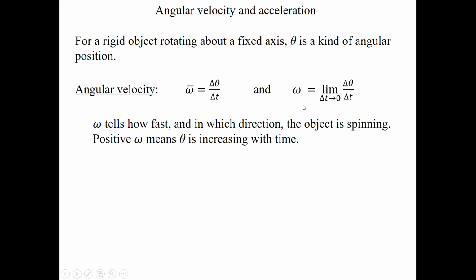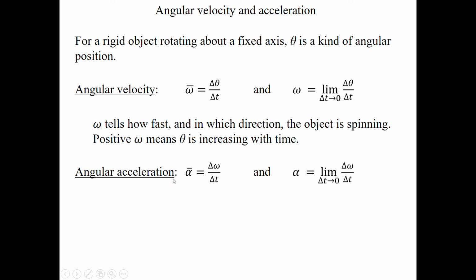And, in words, intuitively, omega tells us how fast something is rotating, and the sign tells us in which direction the object is spinning about its fixed axis. So positive omega means theta is increasing with time. So we have to define which is the direction of positive theta. That's not always obvious, but we'll always be clear about that when we're using this in problems. Negative omega means theta is decreasing with time.